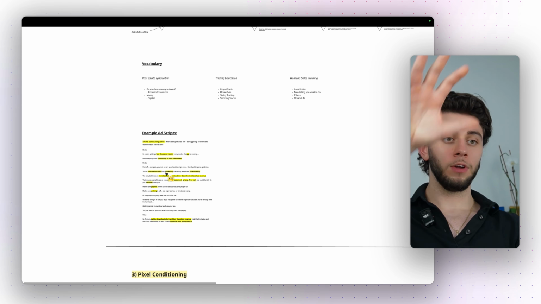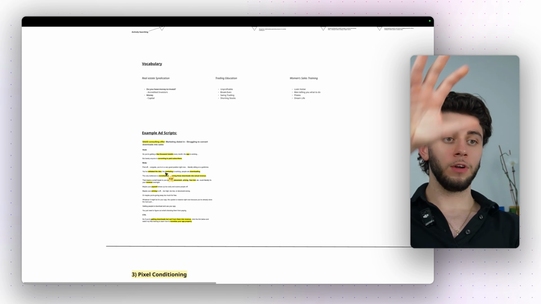Now, the last thing that I have here for the front end is the pixel conditioning. I'm just gonna rush through this because it's pretty simple to understand. Meta is tracking the type of customer that is going through your funnel and taking key actions. And whenever the pixel fires, whenever they take that key action, Meta's gonna track that and try to attract more people that are like that person who just took a key action.